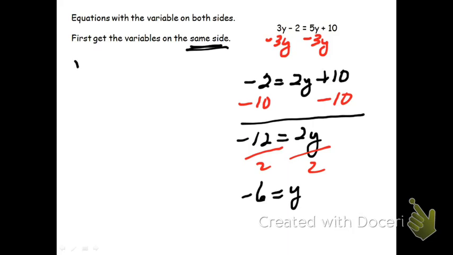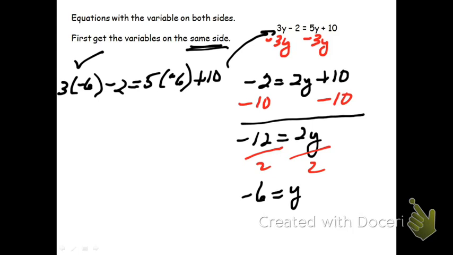So again, we want to check this. Is 3 times negative 6 minus 2 equal to 5 times negative 6 plus 10? Notice I went right back to the beginning equation. Don't start somewhere else because you may have made a mistake somewhere else.